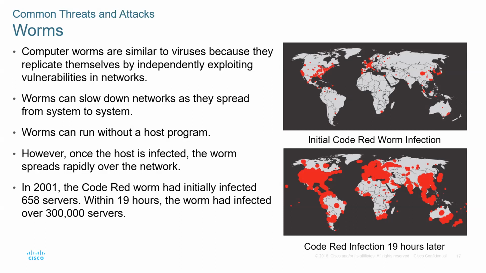In 2001, Code Red was a worm that initially infected about 658 servers. And then within about 19 hours, that worm had infected over 300,000 servers. So you can kind of see how that exploited across the world over here. It looks like it kind of originated in the U.S. and the edges of Russia over there, and then just really took off after that.